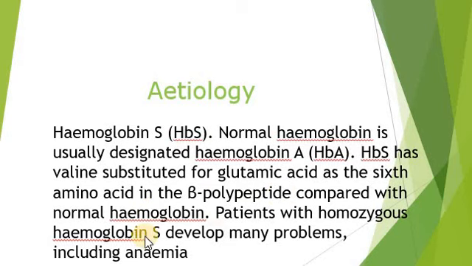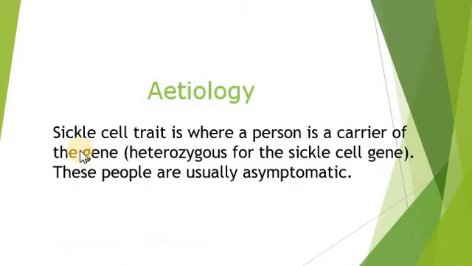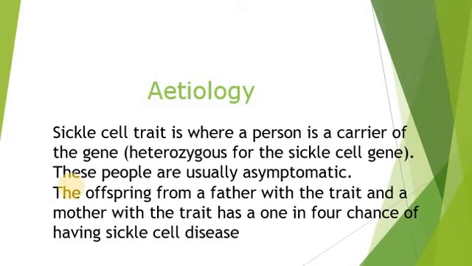The patient may be homozygous, having the dual gene, which mainly develops the problem of anemia. If we talk about the sickle cell trait, in which the person is a carrier, it is a heterozygous sickle cell gene, and usually these patients are asymptomatic. The newborn baby of a father and mother who both have the sickle cell trait has a chance of having this sickle cell disease of about 1 in 4.